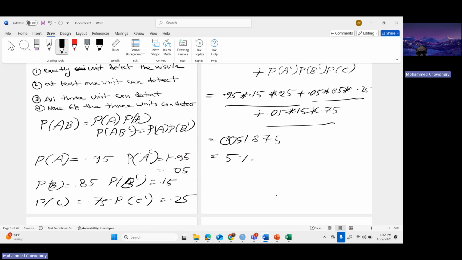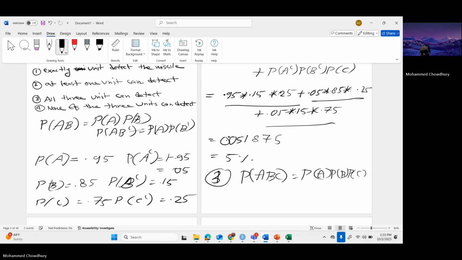But all 3 units can detect the missile, which is number 3. All 3 units can detect the missile, A, B, C, which is equal to probability of A times probability of B times probability of C. Right? All 3 units, which is equal to 0.95 times 0.85 times 0.75. Okay, clear?